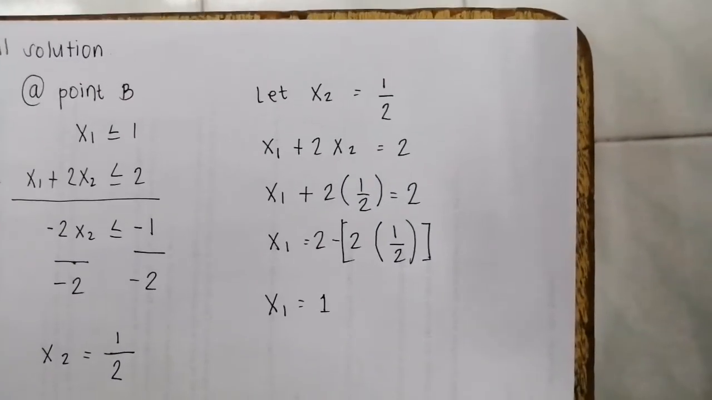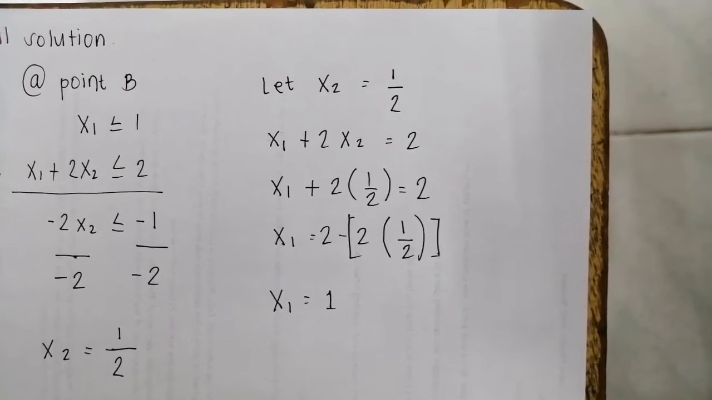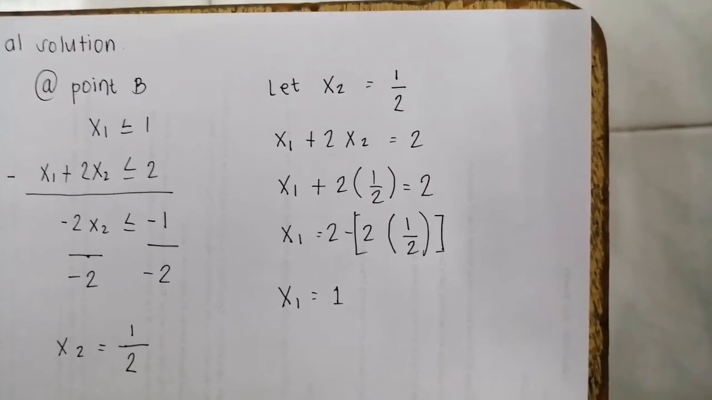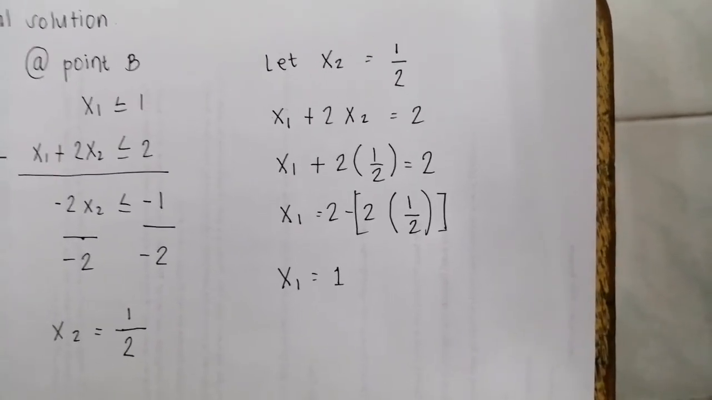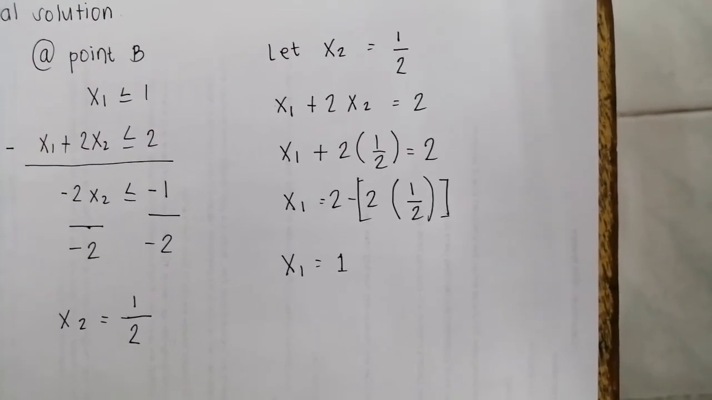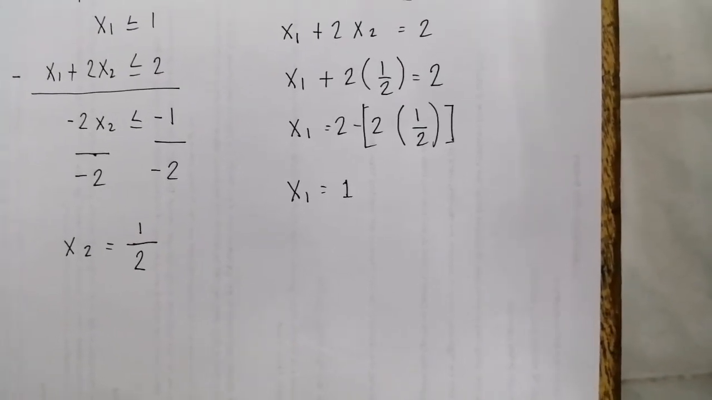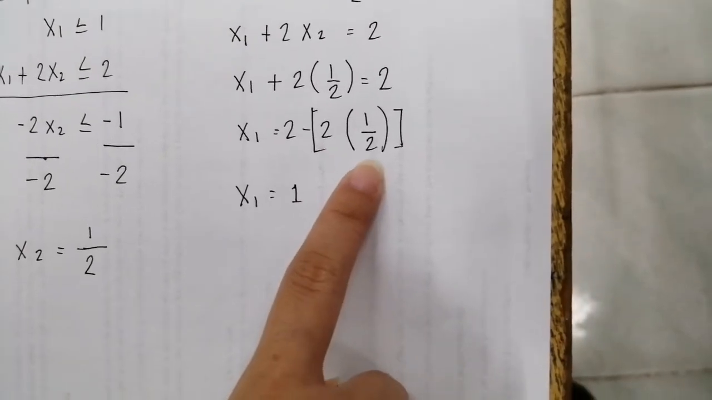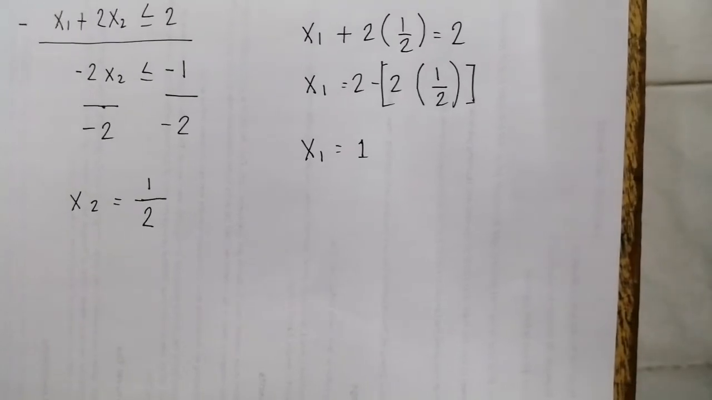So to find x sub 1, we let x sub 2 have a value of 1/2. So x sub 1 plus 2x sub 2 equals 2. x sub 1 plus 2, we substituted x sub 2 with 1/2, equal to 2. So x sub 1 equals 2 minus 2 times 1/2. So we have x sub 1 equal to 1.